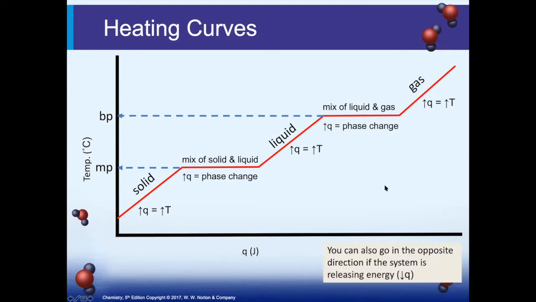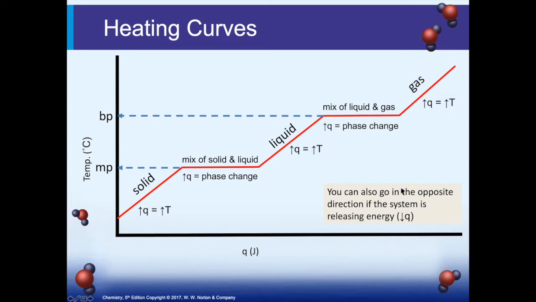All right, so as I said before, you can also go in the opposite direction if the system is releasing energy. So you could think of it in terms of, if I start with a gas and I cool it down into a solid, it's going to lose heat and decrease in temperature, and then it's going to lose heat, but it's not going to decrease in temperature. It's just going to change from gas to liquid. And then once it all becomes a liquid, it's going to lose heat, and therefore the temperature is going to go down as a liquid.